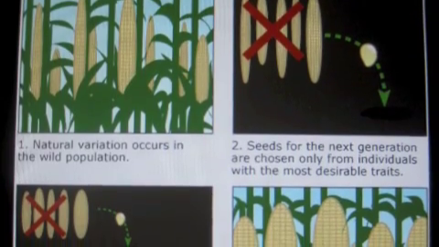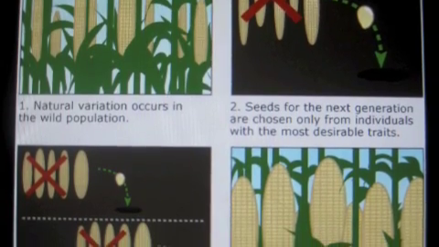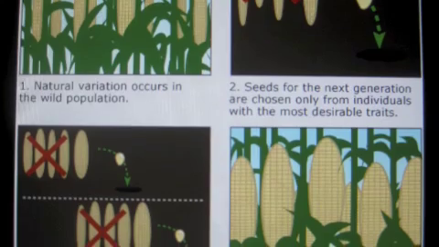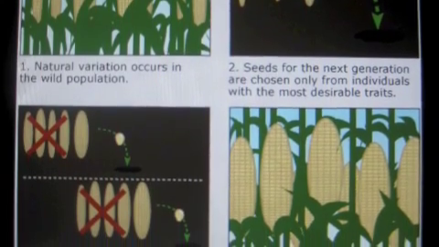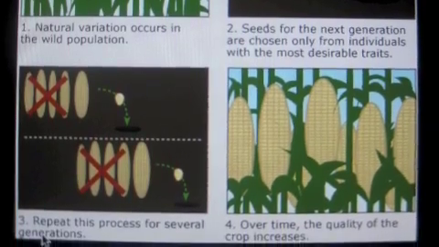First, natural variation occurs in the wild population. Second, seeds from the next generation are chosen only from the individuals with the most desirable traits. Third, repeat this process for several generations. Fourth, over time the quality of the crop increases.